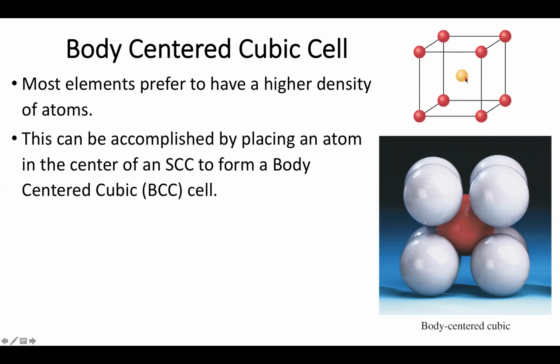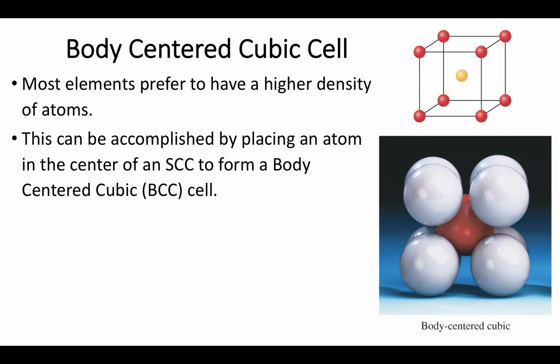So what you can do is place an atom in the center, and you go from SCC to BCC. I apologize, there's going to be a lot of acronyms. So this is body-centered cubic, because I still have a cubic cell. Every cubic cell has 1 atom at every corner. But when I have body-centered, I add an extra atom to the middle, to the body.